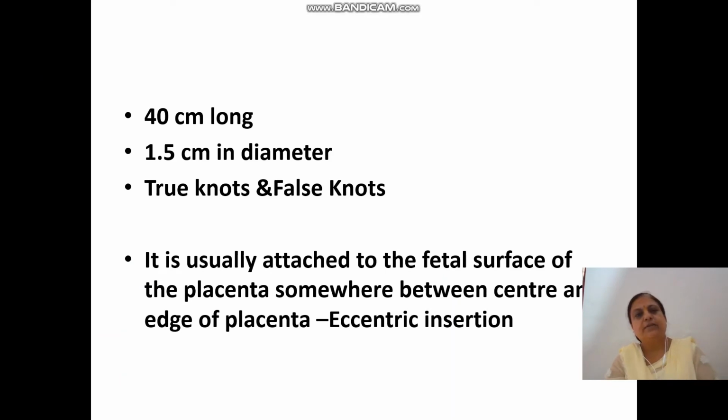It is 40 cm long and 1.5 cm in diameter. It has true and false knots. It is usually attached to the fetal surface of the placenta, somewhere between the center and the edge of the placenta. So it has eccentric insertion.